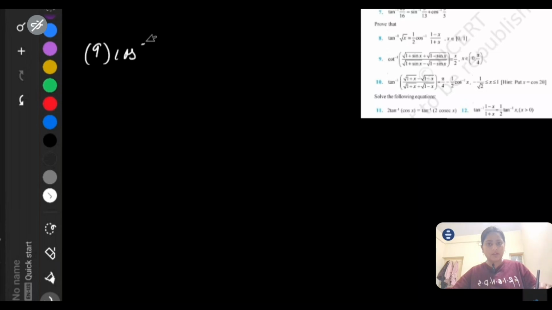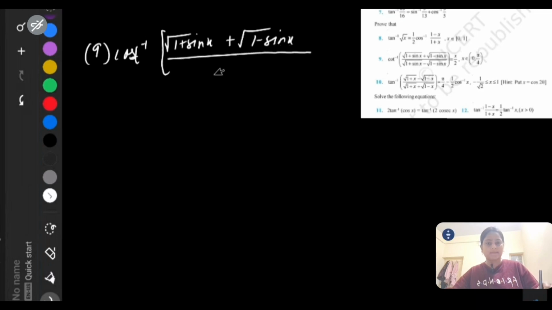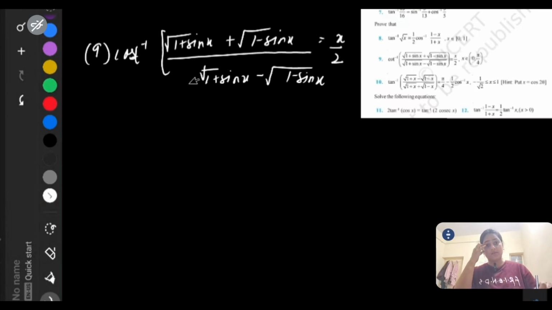It is cot inverse. I don't know why I always write cos in place of cot. Cot inverse of under root of 1 plus sine x plus under root of 1 minus sine x, divided by under root of 1 plus sine x minus under root of 1 minus sine x. And this we have to prove equal to x by 2. So this is the whole question.